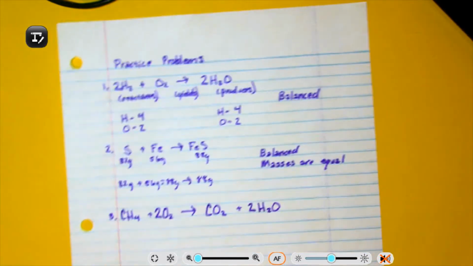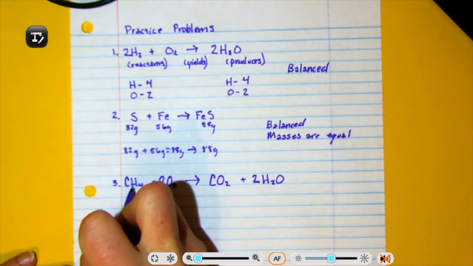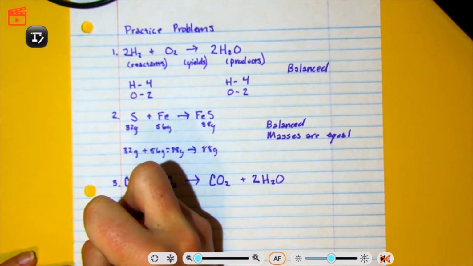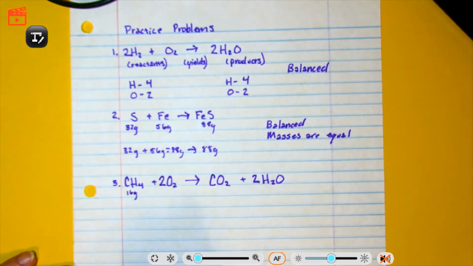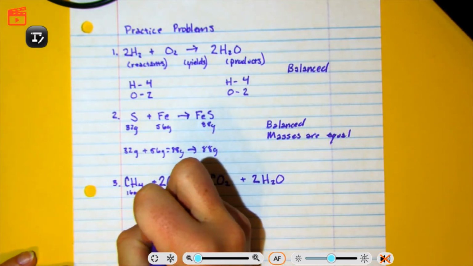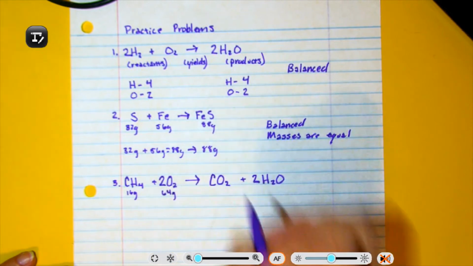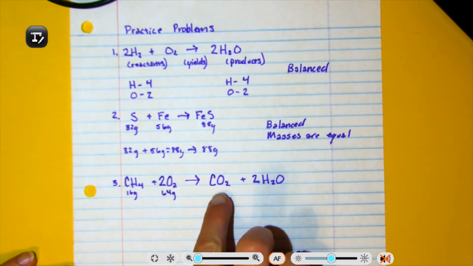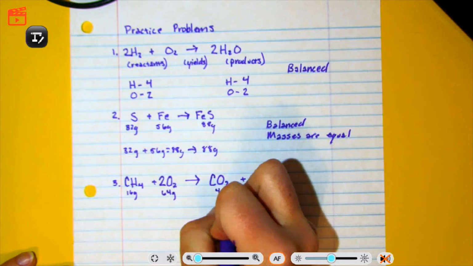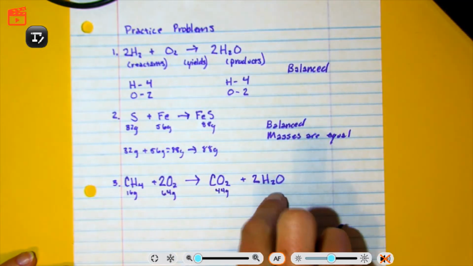All right, so in this one, CH4, we're going to say it's 16 grams. The 2 molecules of oxygen gas, we're going to say that's 64 grams. Over here, CO2 is 44 grams. And this water is 36 grams.